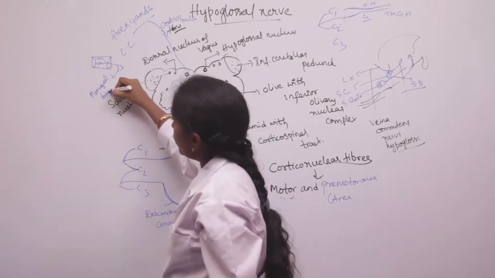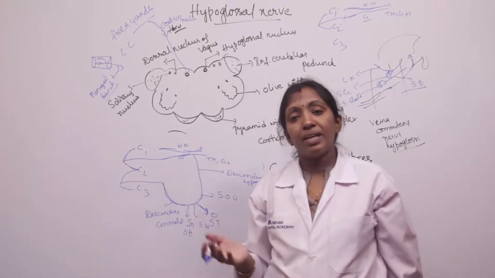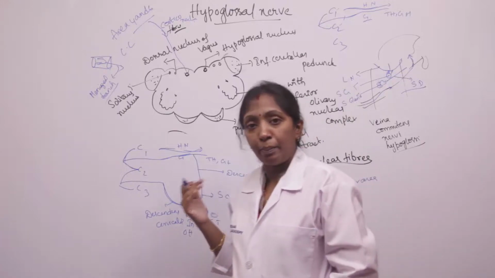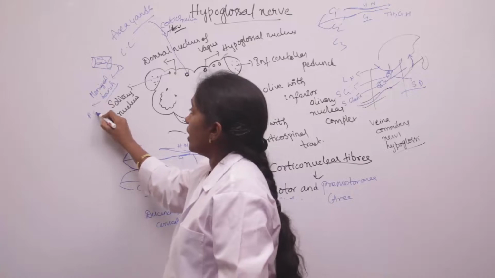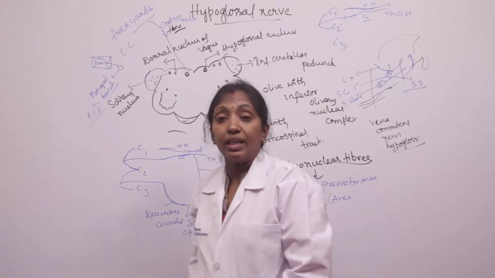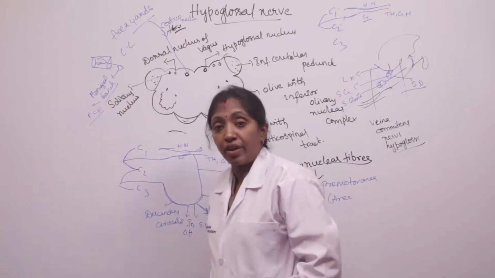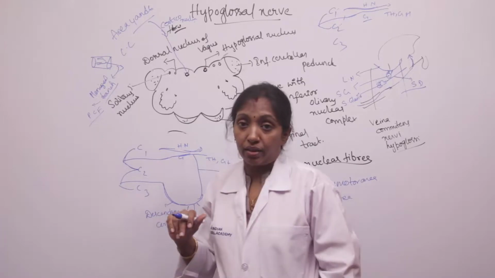The meningeal branch, we know what meningeal means, it supplies the meninges, the coverings of the brain: dura, arachnoid and pia mater. It supplies the meninges of the brain in the posterior cranial fossa and also the diploic tissue of the occipital bone. So it gives a meningeal branch, it recurs through the hypoglossal canal and supplies the meninges of the brain.